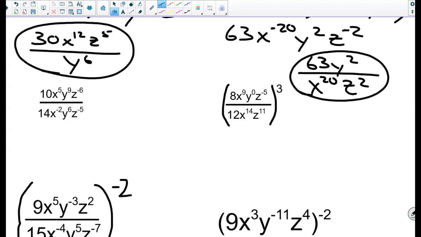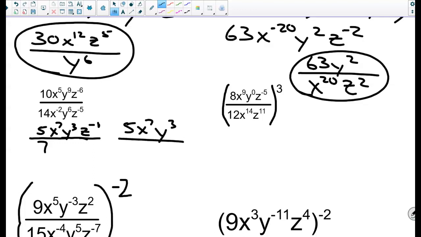So my first step is I'm going to reduce. 2 is the biggest number that goes into 10 and 14. So it becomes 5 over 7. 5 minus a negative 2 is x to the 7th. 9 minus 6 is y to the 3rd. Negative 6 minus a negative 5. When you subtract the negative, it becomes positive. So negative 6 plus 5 is z to the negative 1. And now to finish this problem off, 5x to the 7th, y cubed, over 7 times z, excuse me. You don't need to write the first power.